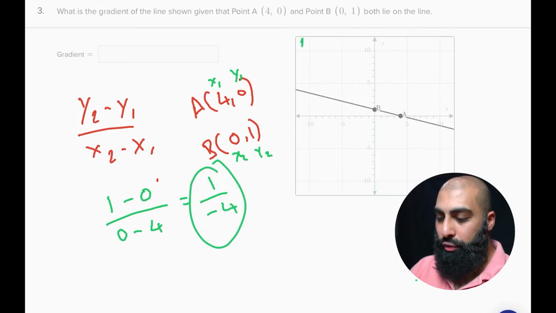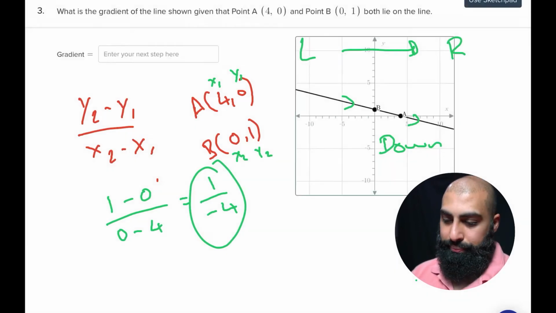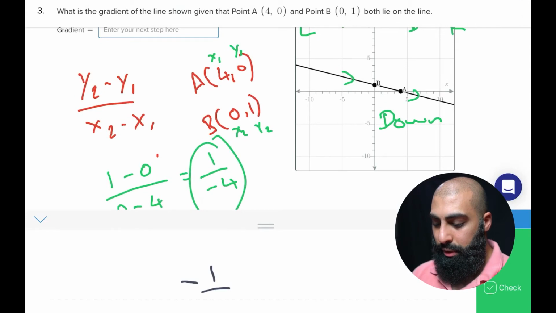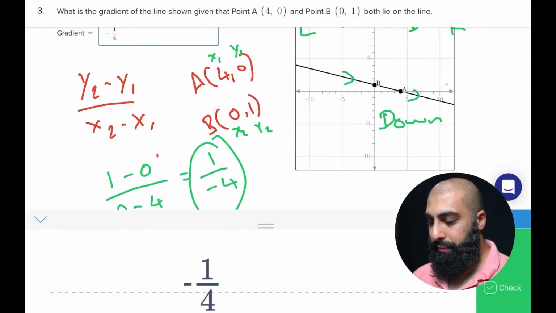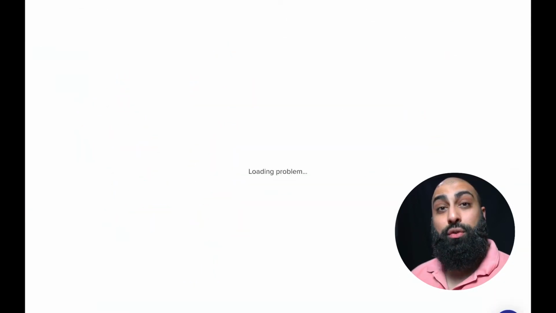So we end up getting 1 divided by minus 4, and we get a gradient of negative 1/4. Again, look from left to right. You can see that this line is going down. Since the line is going down, it means that you have a negative gradient. So we have a gradient of negative 1/4. So let's put that here, minus 1/4, and check if that's right. Yeah, good. Let's continue on to question 4 then.